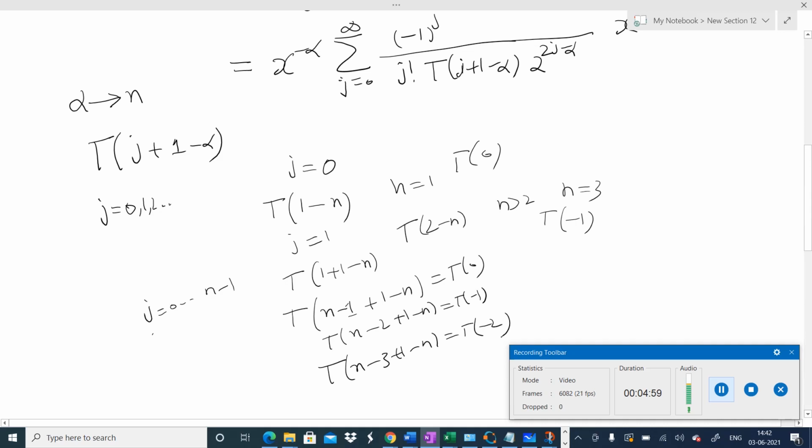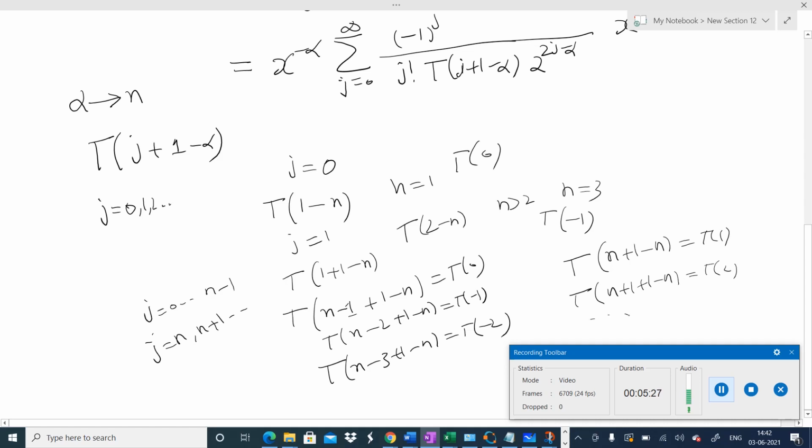So we need to understand the behavior of the gamma function at negative integers. At positive integers there is no doubt. Suppose you take j equal to n or n plus 1, and so on. At j equal to n, it becomes gamma of n plus 1 minus n, which is gamma of 1, which is 1 factorial. Then if we take n plus 1, n plus 1 plus 1 minus n becomes gamma of 2, which is 2 factorial.